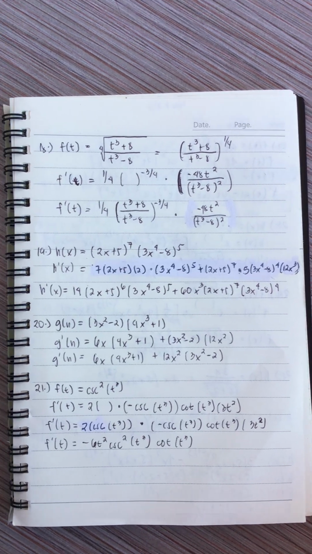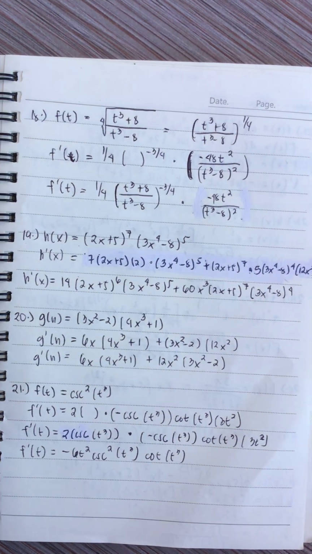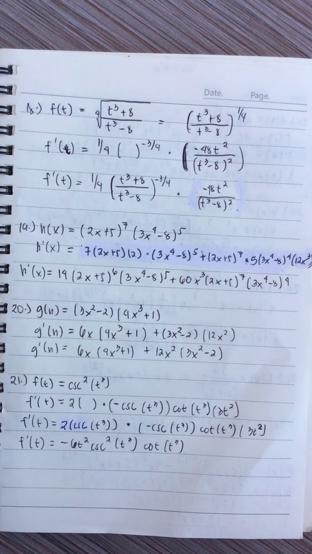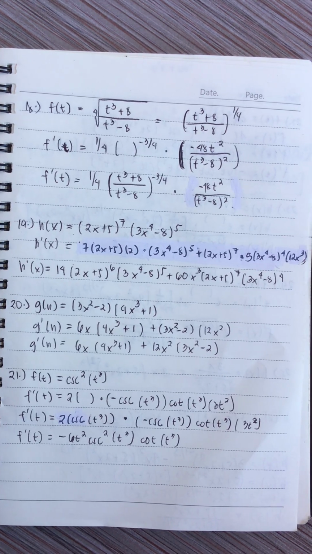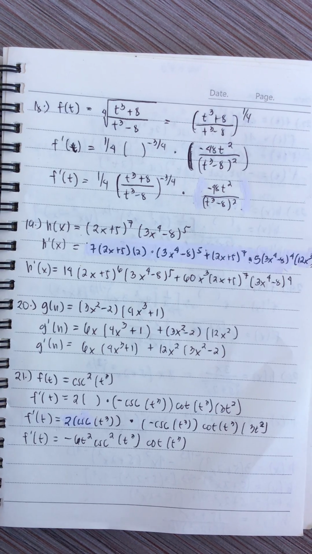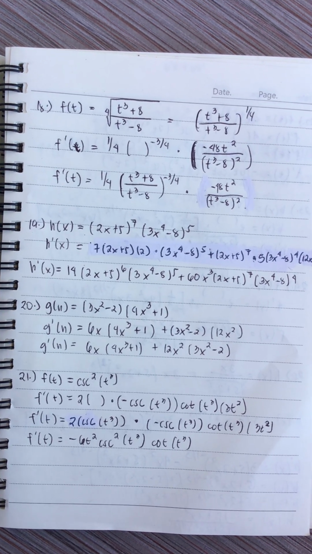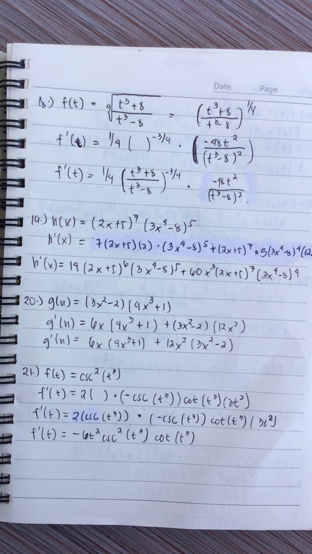So compressing them all together, we have obtained 14 times (2x plus 5) to the 6 times (3x to the fourth minus 8) to the fifth, plus 6x cubed times (2x plus 5) to the power of 7 times (3x to the fourth minus 8) to the power of 4.